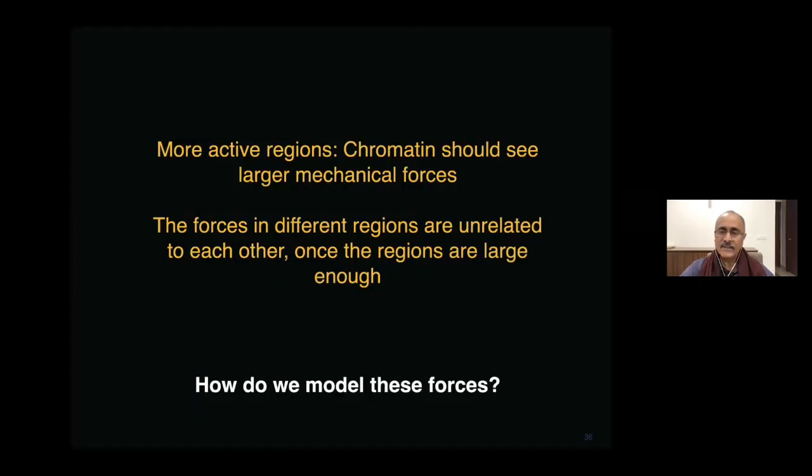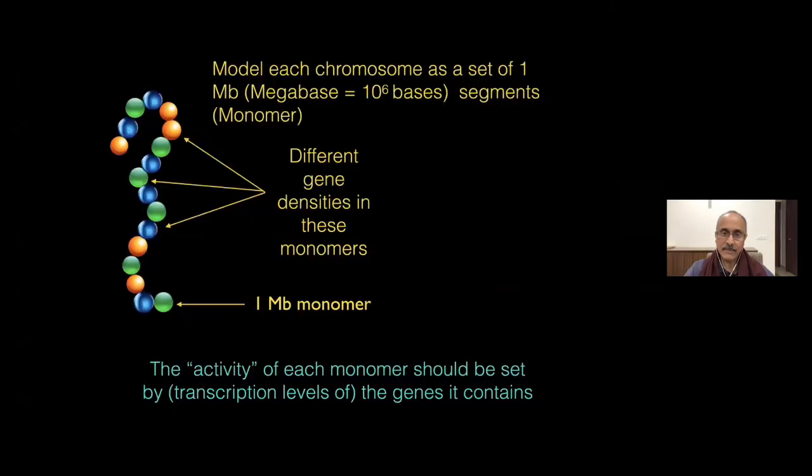So let's take the following point of view, that in regions that are more active, where there is more consumption of energy, chromatin should see larger mechanical forces. There is more stuff being pulled and pushed because energy is being consumed. And in the whole process of remodeling or in transcription, we are distorting locally the DNA, and we're using energy derived from ATP hydrolysis in order to do that. The forces in different regions are unrelated to the other. So once you separate them far enough, what is happening in this section of chromatin has nothing to do with what's happening in this section of chromatin. These are all independent, okay? So let's take these ideas together and figure out how to model them.